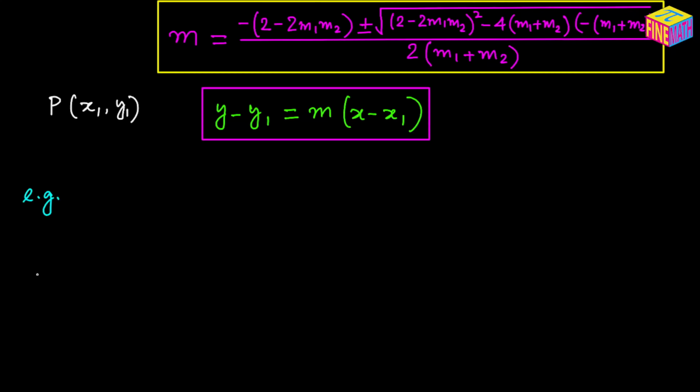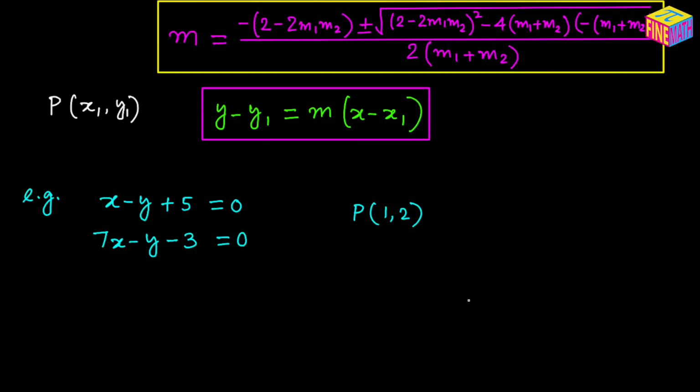Let's suppose we have been given the equations of two straight lines like this, and we have to find the equations of the straight lines which would be inclined equally to these two given lines, and also pass through a point like this. Let's suppose we have a point, let's say (1, 2). So if the straight lines have to pass through (1, 2) and also be equally inclined to these two given straight lines, then we have to find the equation of the straight lines, right?